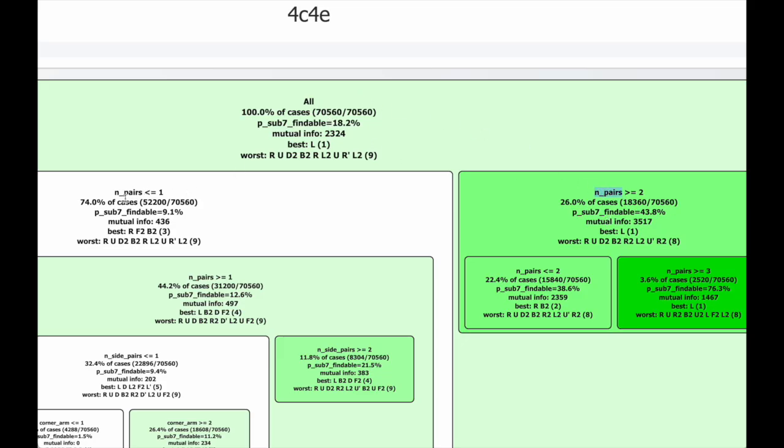And what is this box? This is less than one pair, more than one pair. So this is exactly one pair plus two side pairs. Okay. So I can define my subset to be two pairs or one pair plus two side pairs.